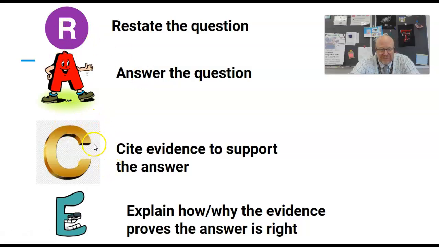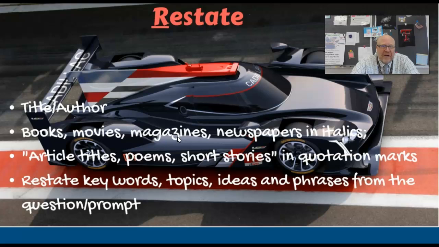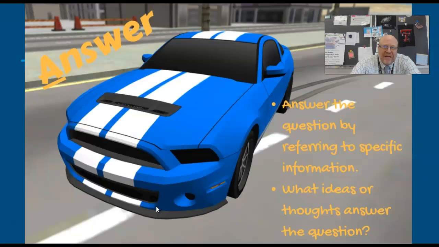We will cite two pieces of evidence, so really it'll be R-A-C-E-C-E. But more on that later. All right, restate. Restate the title of the author, keywords, and phrases from the question prompt. I'll give you an example of this in a minute. Answer. Answer the question by referring to the evidence in a general way. You're not quoting anything yet. The evidence supports the answer.